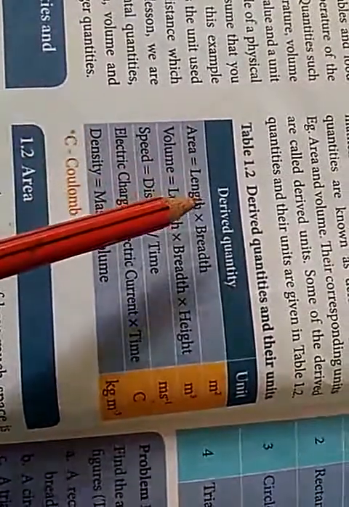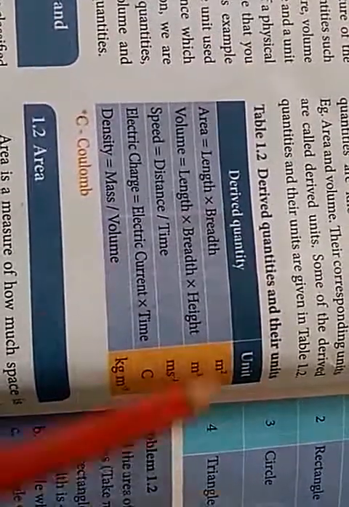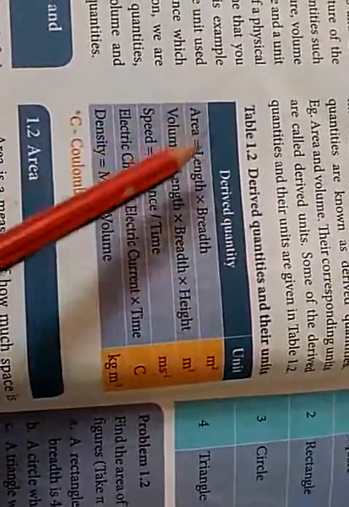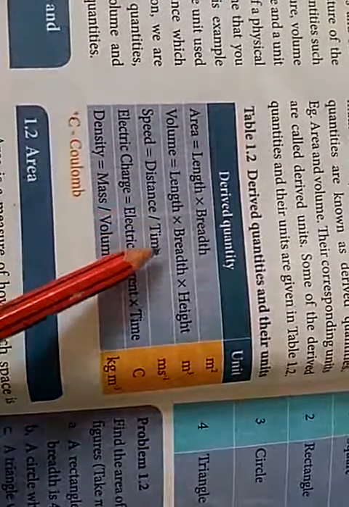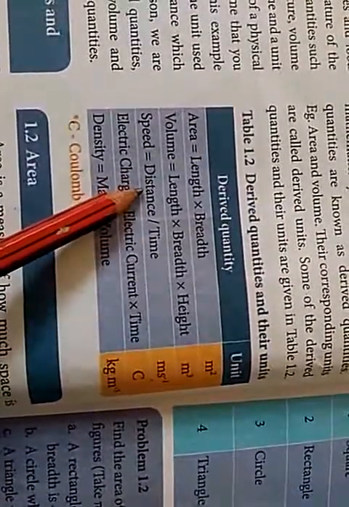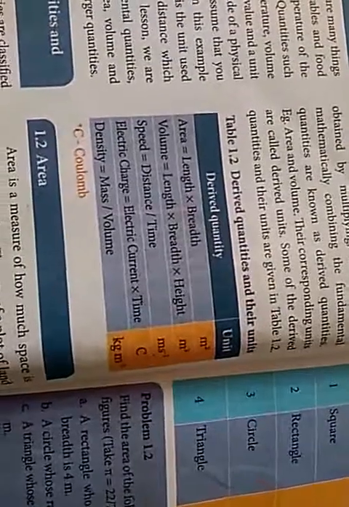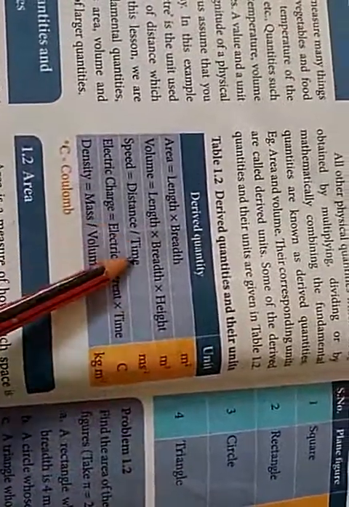Here length is a fundamental quantity and breadth is also a fundamental quantity. Multiplying fundamental quantities gives a derived quantity. Here we see distance is a fundamental quantity, here it is a length, and time is also a fundamental quantity. Dividing the fundamental quantities gives derived quantities.